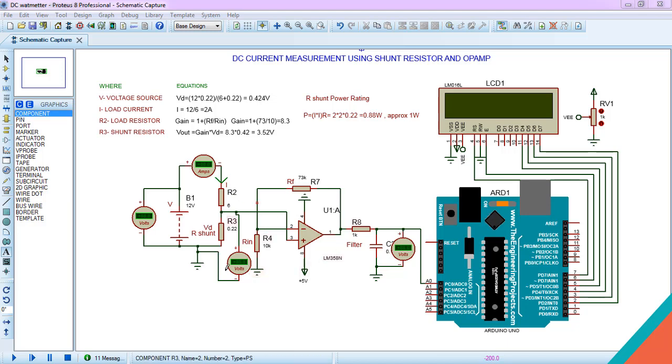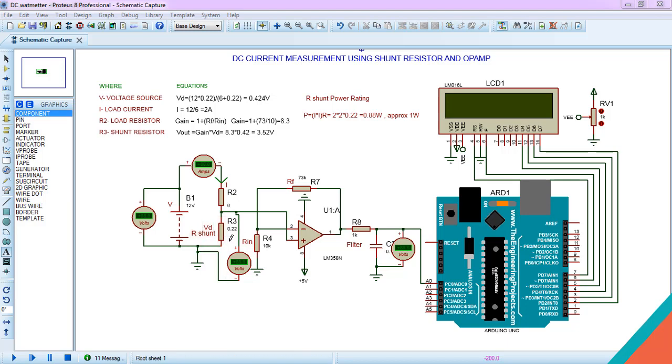Okay, in the operational amplifier circuit, which is the non-inverting amplifier circuit, I've used R-in, which is 10k, and the feedback resistor RF is 73k. So what we would be concerned with is the voltage drop across the R-shunt.